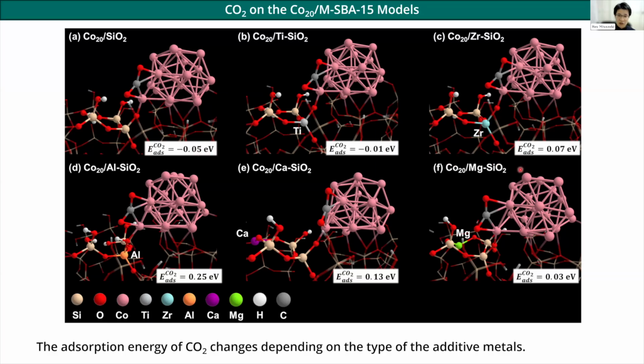As you can see here, the obtained adsorption energy of the CO2 at the interface site is actually quite different depending on the additive metal. That means, even though I just put in one additive metal, which is quite far from the experimental silicon-to-metal ratio, this very simplistic model can represent the difference of the support material for CO2 adsorption.